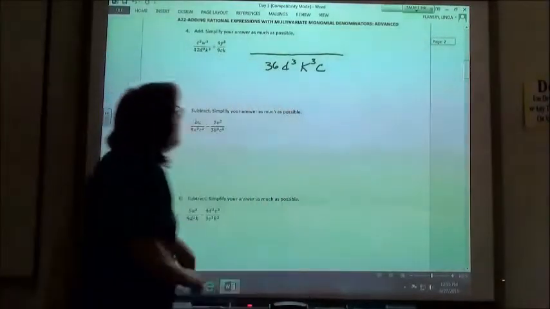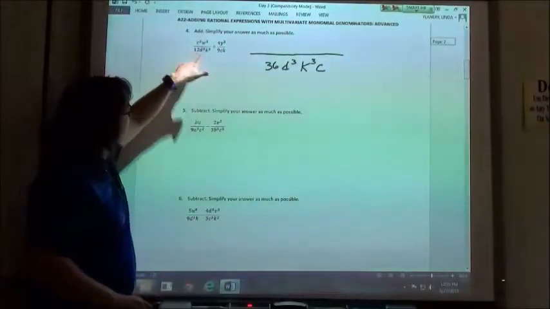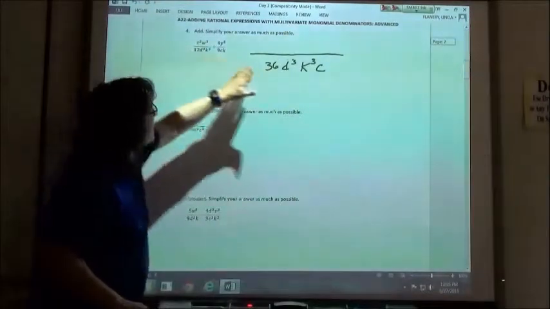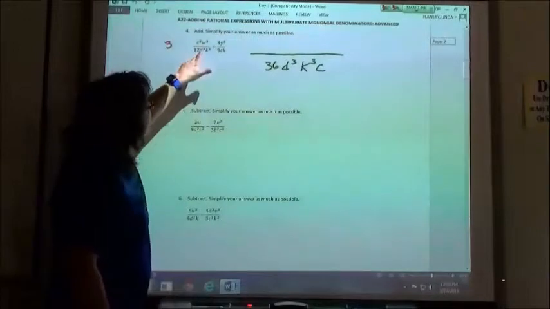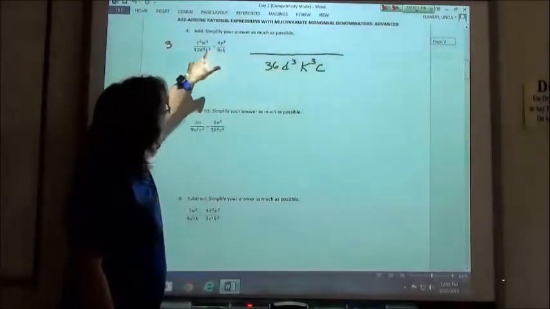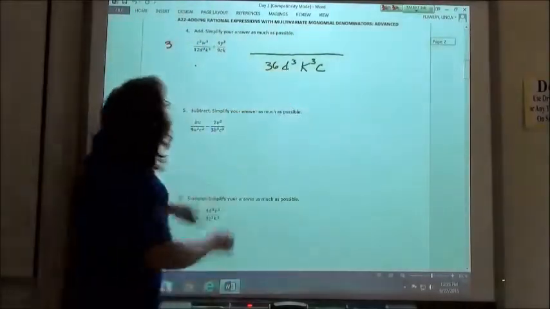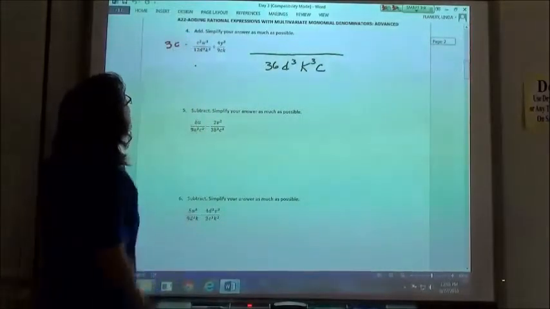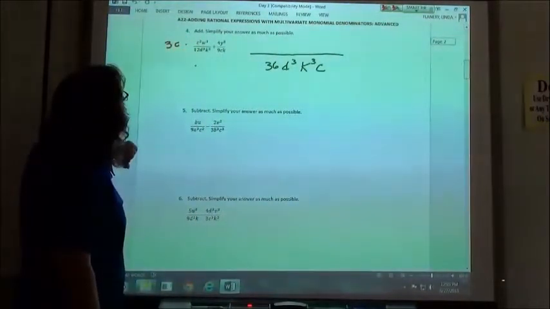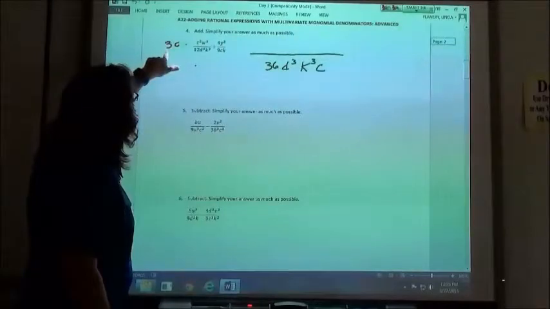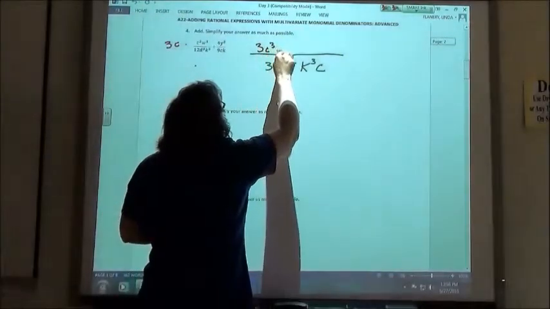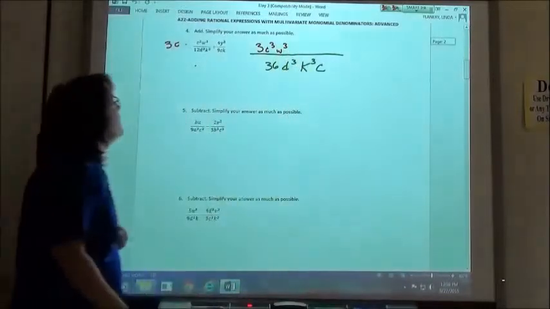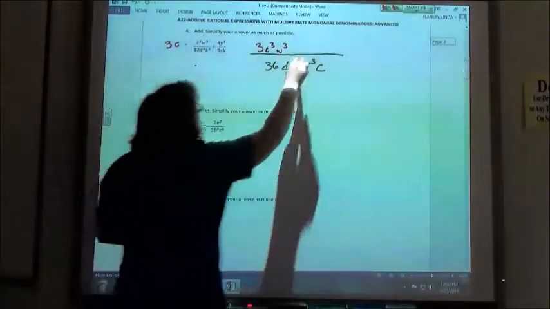So I'm thinking about, what do I take times this denominator to get this? Well, 12 times 3 is 36, so I would need a 3. D to the third I've already got, k to the third I've already got, but I don't have the c. So I have to take 3c times what's on top of that fraction, which is going to give me 3c to the third, w to the third. On the other one, we've got that plus sign there.